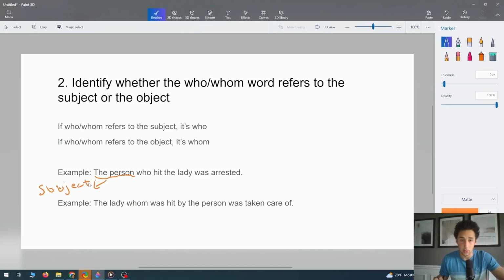Now, who's being done to by the action? Well, it's the person who hit the lady. The lady is the one being hit. So the lady in this case is the object of the sentence. I'm going to use a little different color here. The lady, the object.